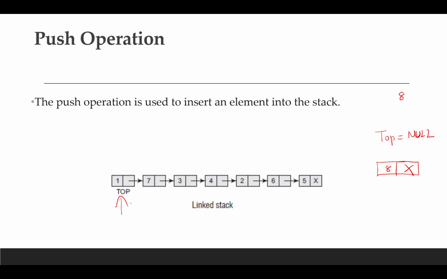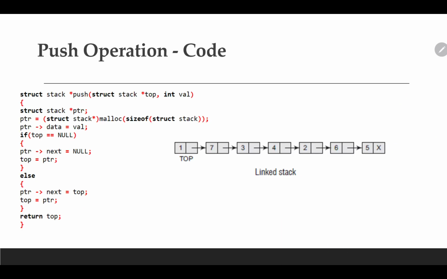And if top is not equal to null, then we insert the element here, and we have to change the top position here, and the address will be this node's address. So this is the push operation.